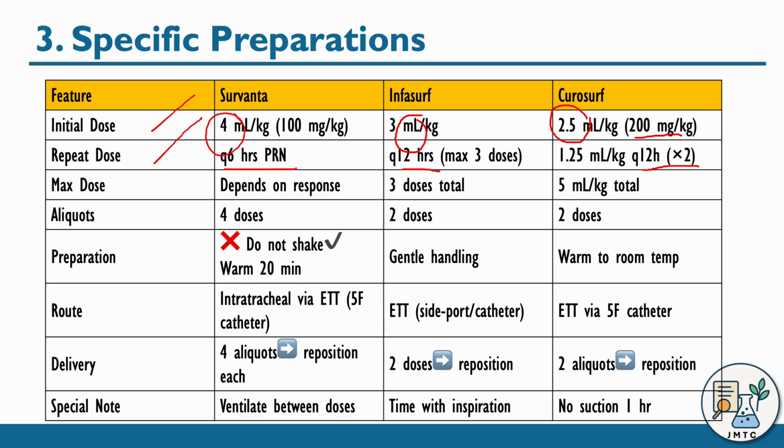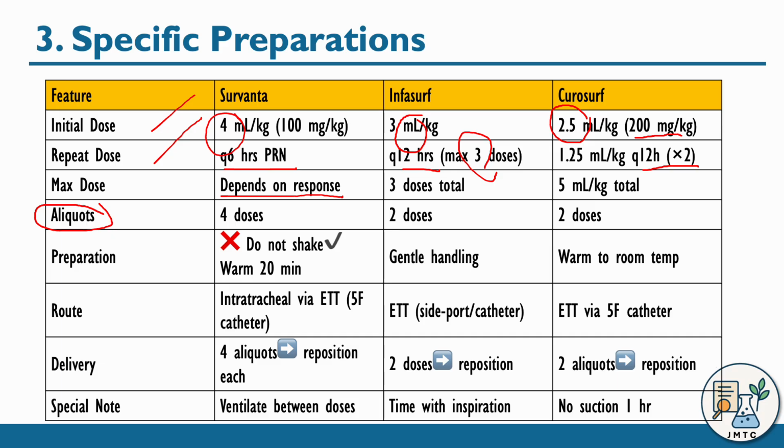For the maximum dose, si Surfactant, as needed nga, depends on the response of the patient. So, Surfactant, until 3 doses lang. And sa Curasurf, it's kapag na-reach na niya yung 5 ml per kilogram. That's the maximum dose. And this is one of the important feature ng ating surfactants, no?